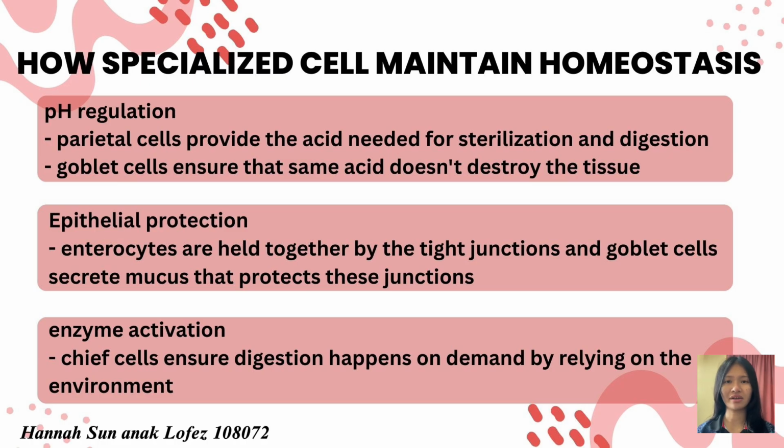First, for pH regulation, parietal cells provide the acid needed for sterilization and digestion. Next, goblet cells ensure that the acid doesn't destroy the tissue. Second, epithelial protection. Enterocytes are held together by tight junctions, and goblet cells secrete mucus that protects these junctions. And lastly, enzyme activation. Chief cells ensure digestion happens on demand, relying on the environment.